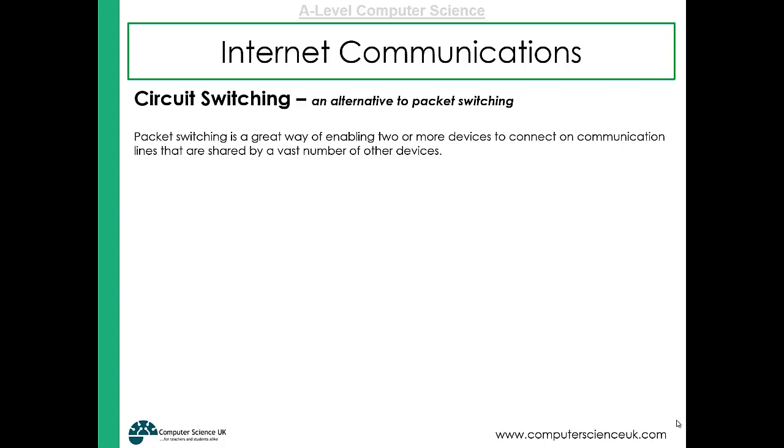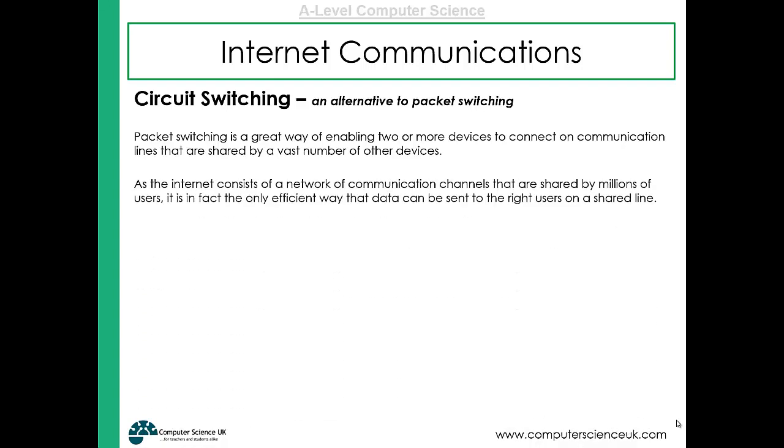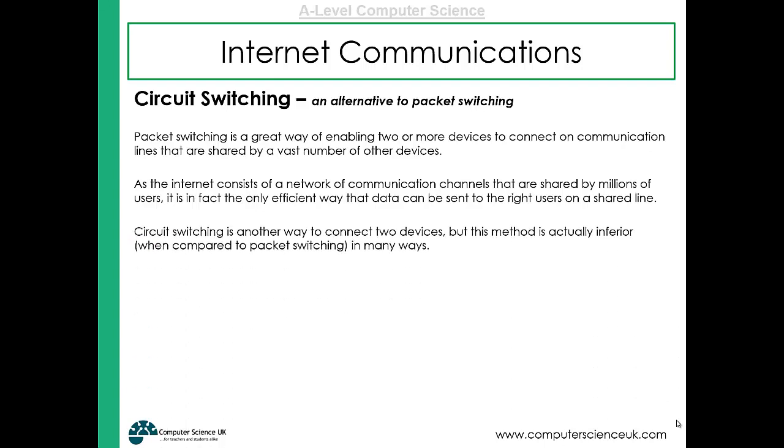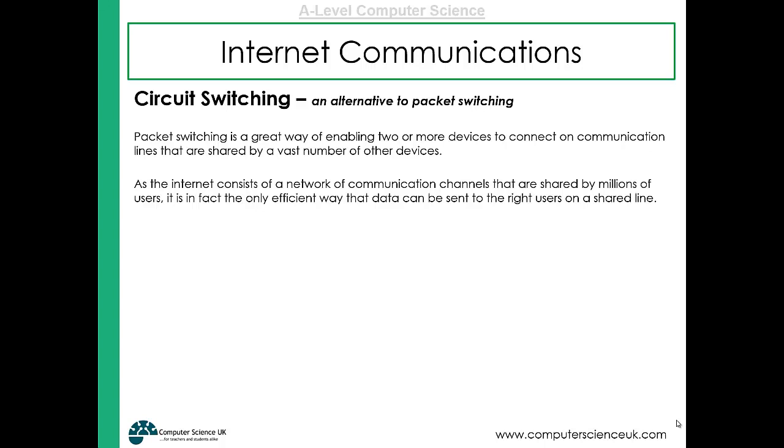So as we've already heard, packet switching is a good way to enable devices to communicate on lines or network cables that are shared by vast numbers of other devices. So if you think about the internet, you've got millions of different users, and they'll be sharing those communication channels. The reason why they can share it is because the data files are split up into tiny packets, and they can be channeled alongside other data packets along those channels to get to the destination computers. You can think of it like grains of sand.